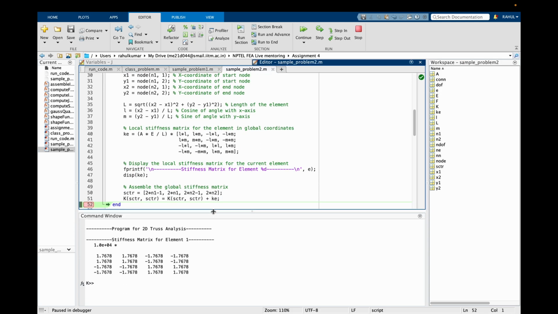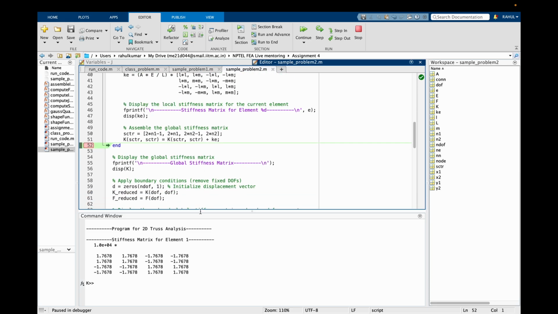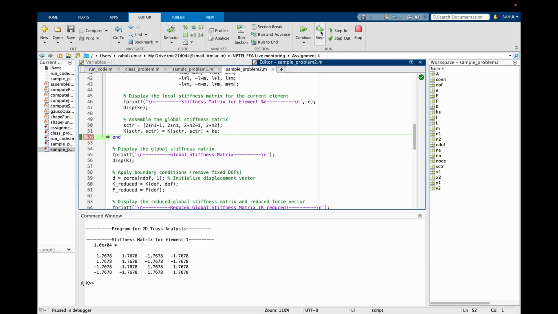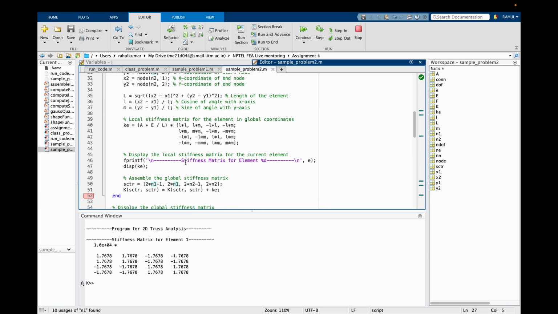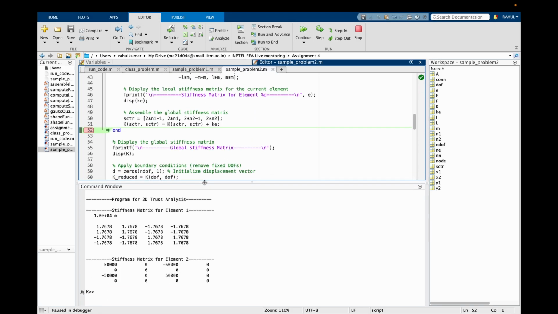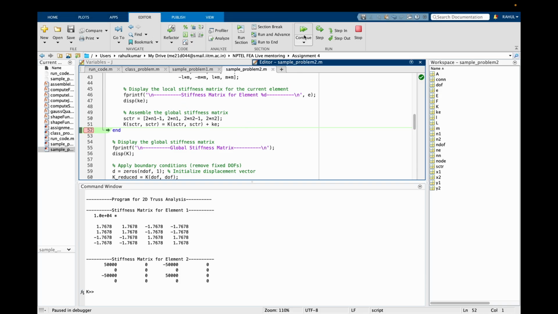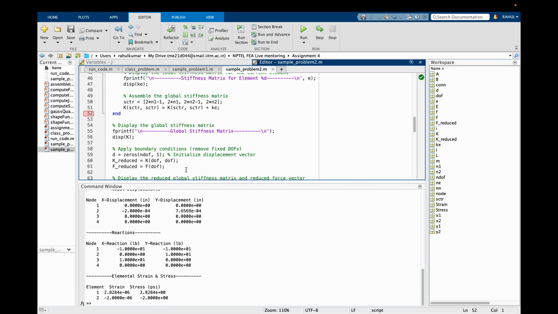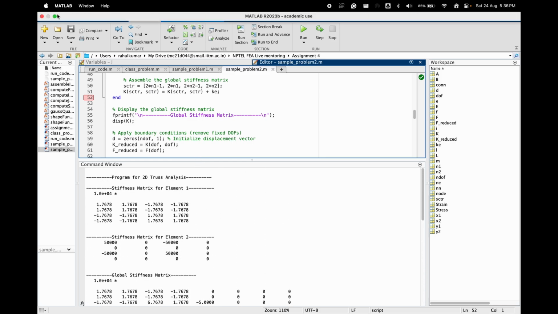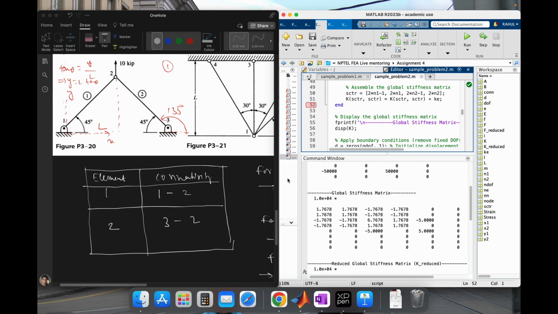So here you can see that after running this loop, it is giving the stiffness matrix for element 1. Okay, now we will also run again, continue. So here you can see that it is also giving the stiffness matrix for element 2. Okay, so there are only 2 elements. Now we will continue. If we continue, then it will give a global stiffness matrix. We can see that for element 1 and for element 2, this is the stiffness matrix and this is the global stiffness matrix.